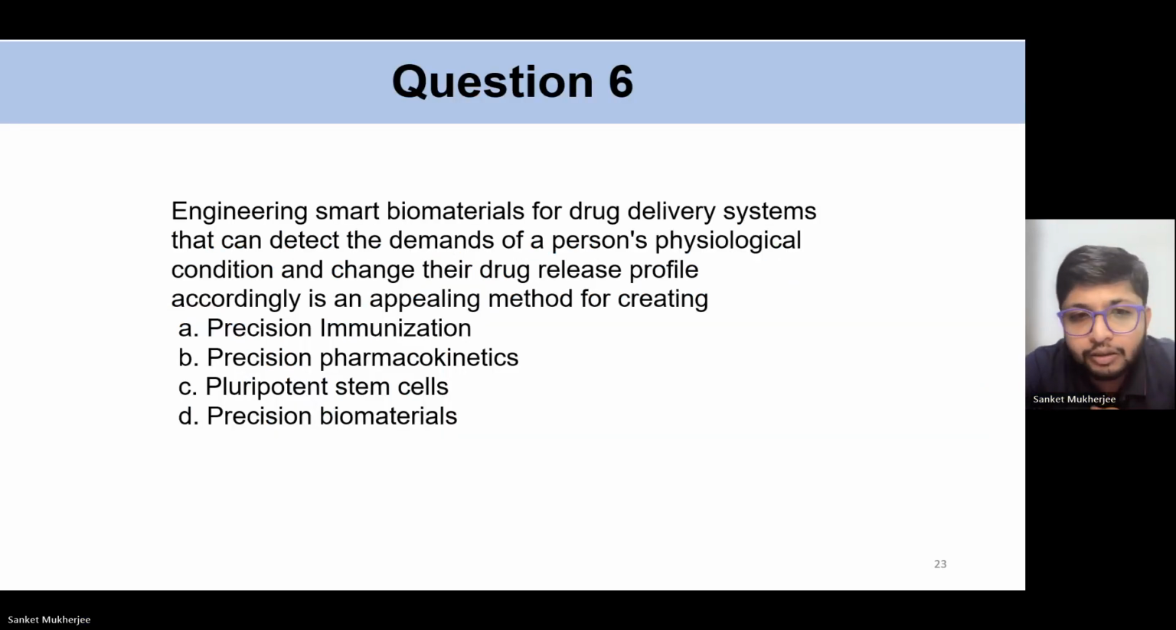So that was a pretty long discussion on next generation sequencing. We'll go to the next question. That is question number 6. Engineering smart biomaterials for drug delivery systems that can detect the demands of a person's physiological condition and change their drug release profile accordingly is an appealing method for creating: A, precision immunization; B, precision pharmacokinetics; C, pluripotent stem cells; or D, precision biomaterials. So I'll give you a couple of minutes to think on this, and then we'll discuss the answer.